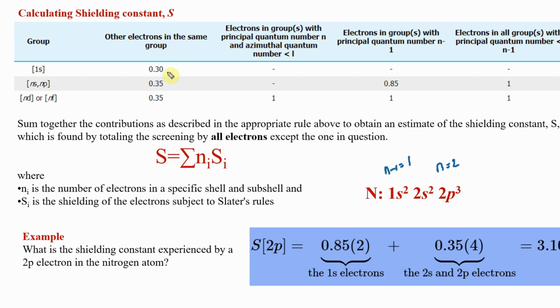Okay, in the same group, I'm talking about this one, so 0.35. So there are 5 electrons. When we talk about one electron, only 4 electrons will shield it. So 4 times 0.35, and what is inside is shielded by 0.85. Inside there are 2 electrons, so that is your shielding. Very simple. That is pretty much it. Calculating shielding is not hard at all.